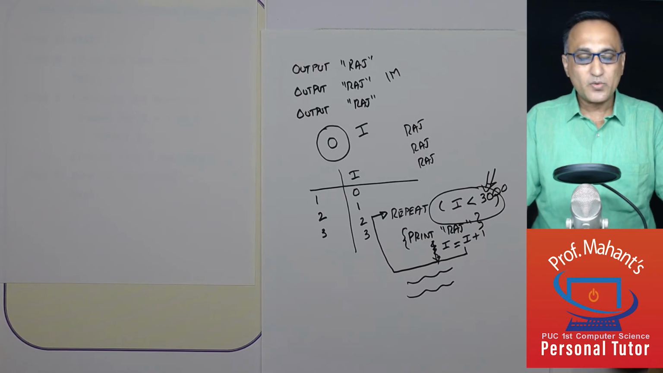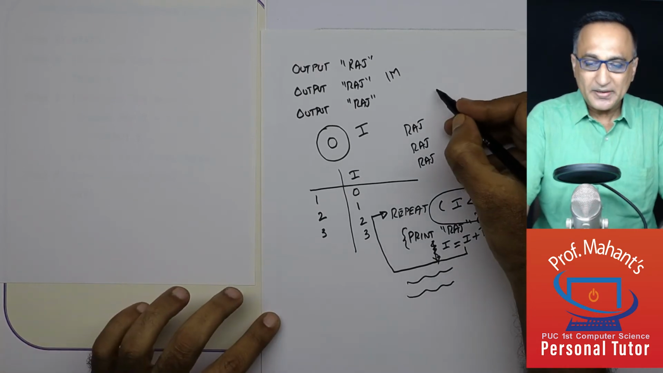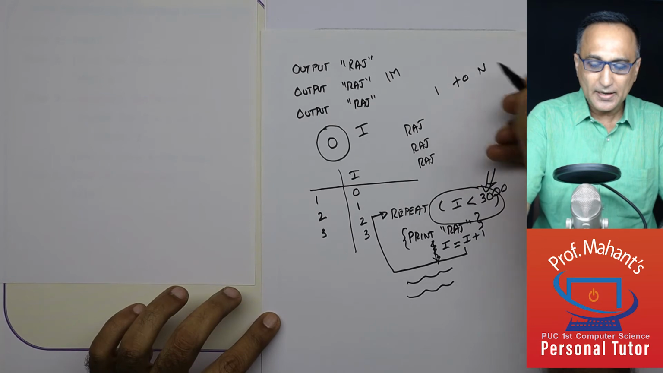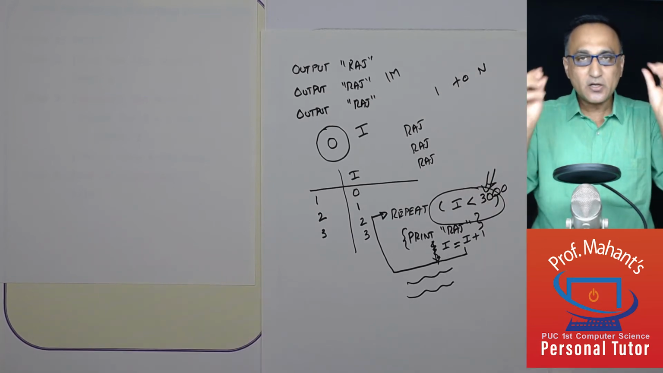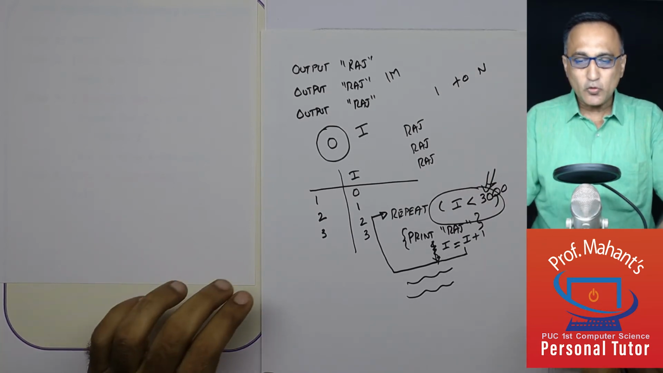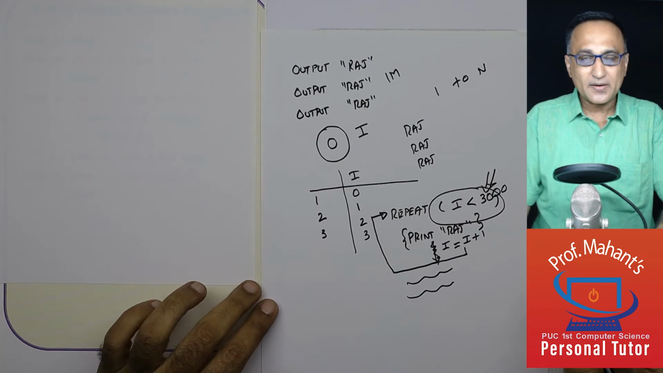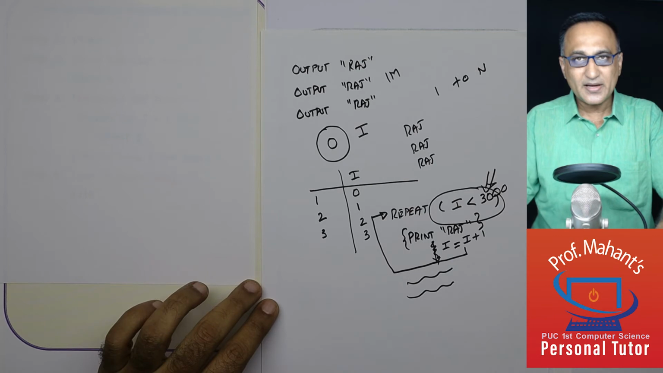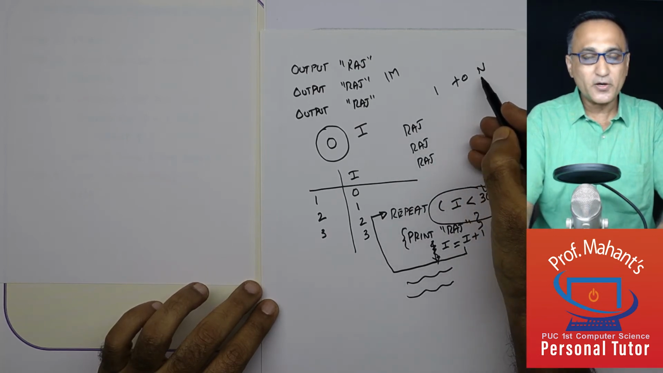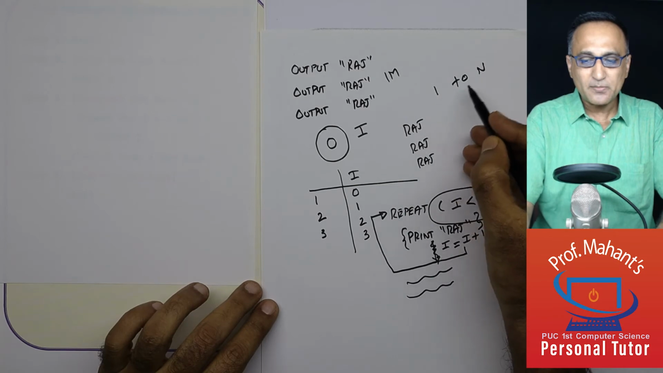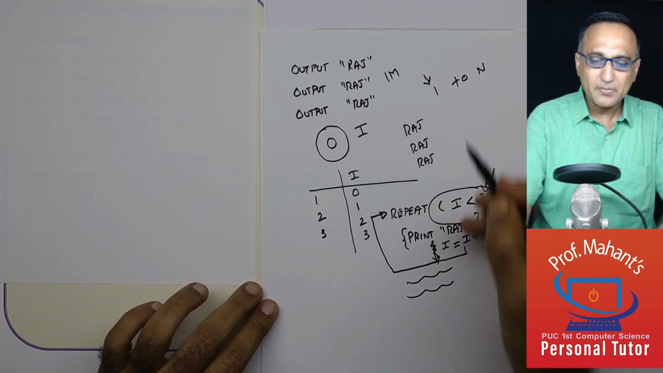Let's try to now solve a problem to print numbers from 1 to n using this repetition logic. So in order to print numbers from 1 to n, the logic to print it 1, 2, 3, 4, 5, 6 all the way till n, this is known as the natural numbers from 1 to n. So in order to print numbers from 1 to n, I know the beginning number is 1.